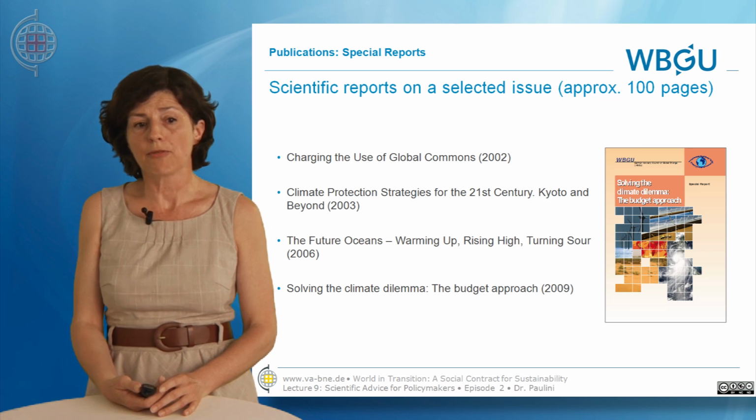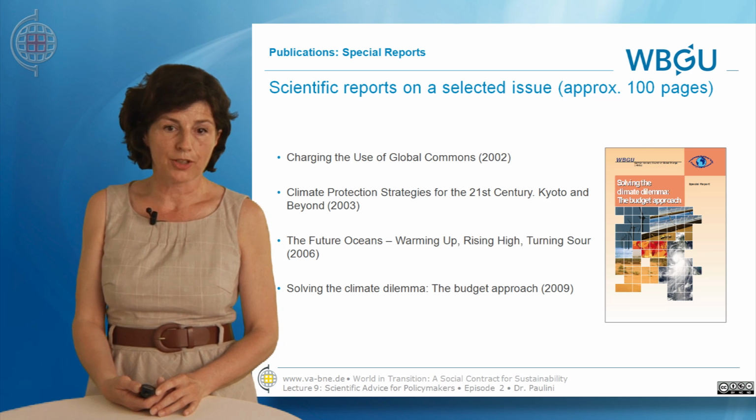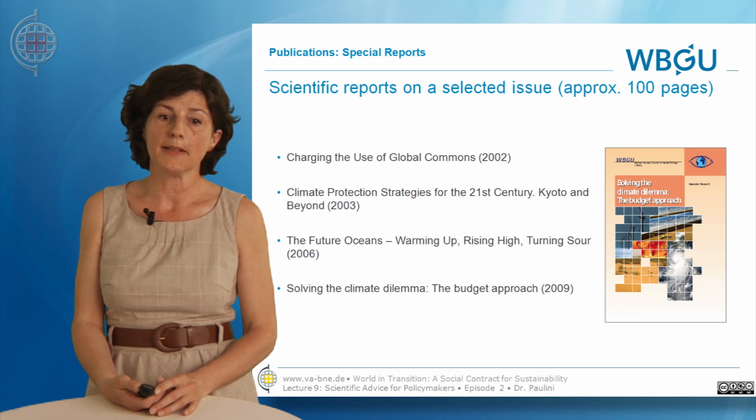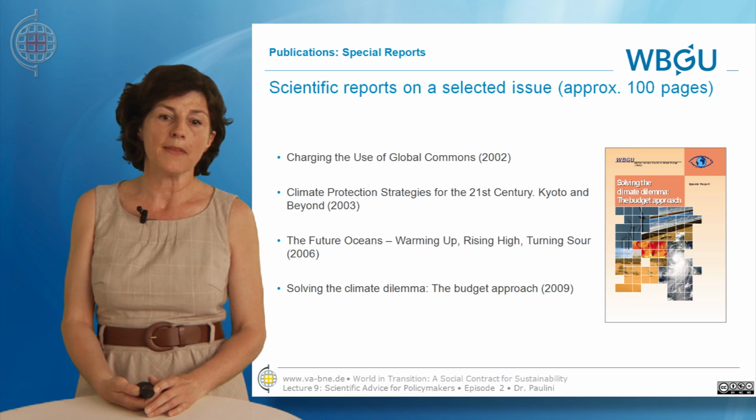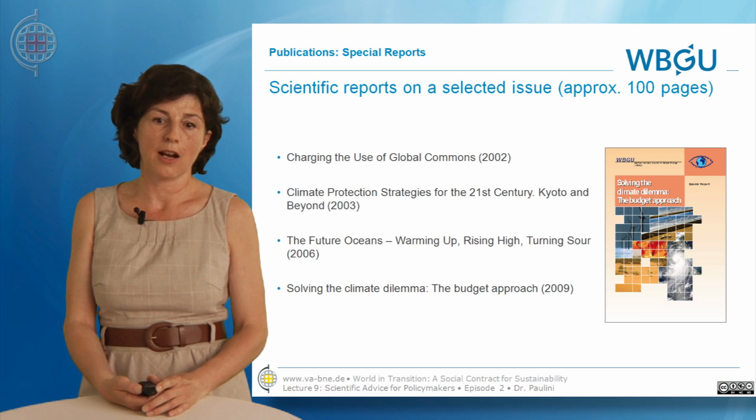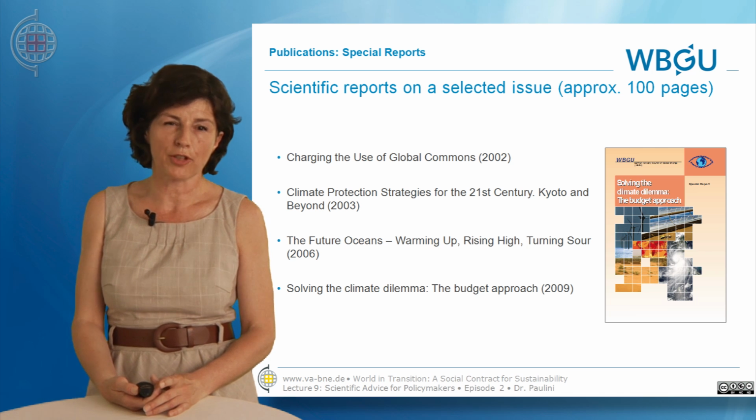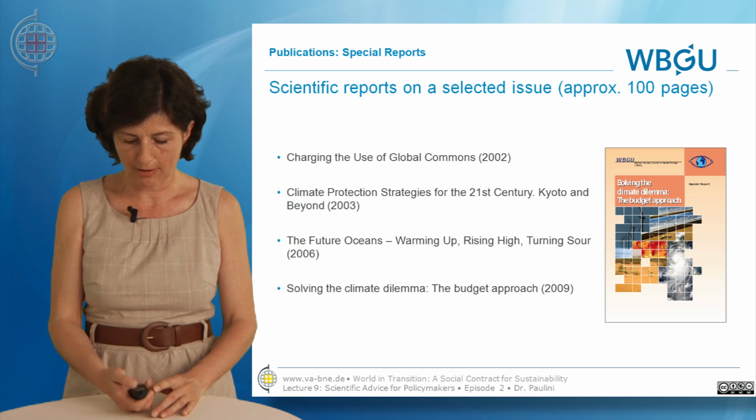In the year 2003, the WBGU wrote a report, Climate Protection Strategies for the 21st Century: Kyoto and Beyond, and it underscored that dangerous climate change can only be prevented if climate protection targets are set at substantially higher levels than those agreed internationally until then, 2003 again.